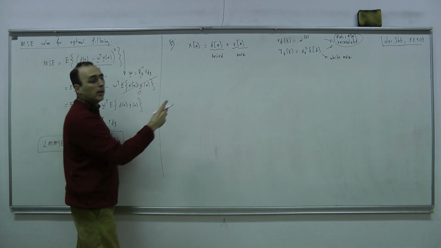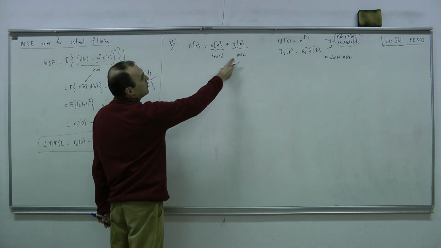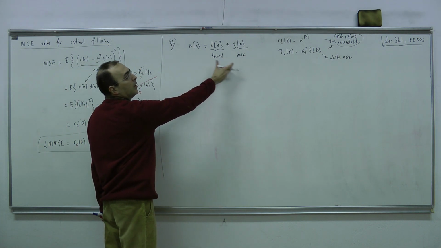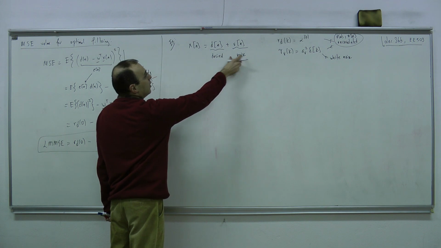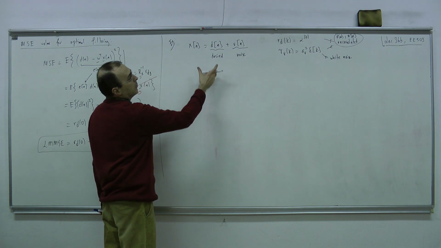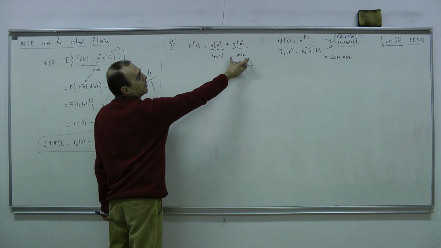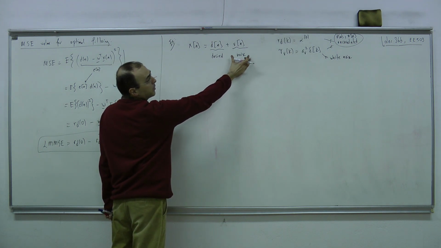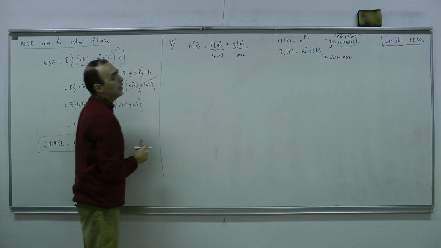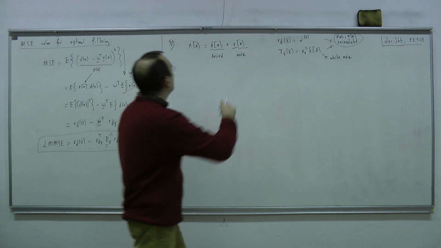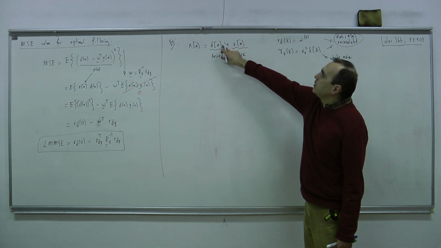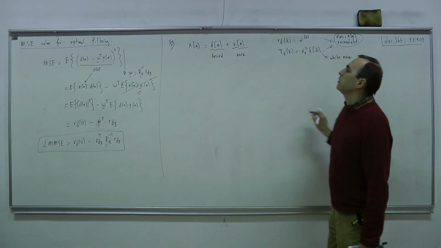So when I call something noise, this has nothing to do with the desired signal. Maybe this is the electronic noise. Maybe this is a radio receiver that you are trying to listen to. Clearly, this does not carry any information about the desired signal. If this term carries some information about the desired signal, we explicitly say so.